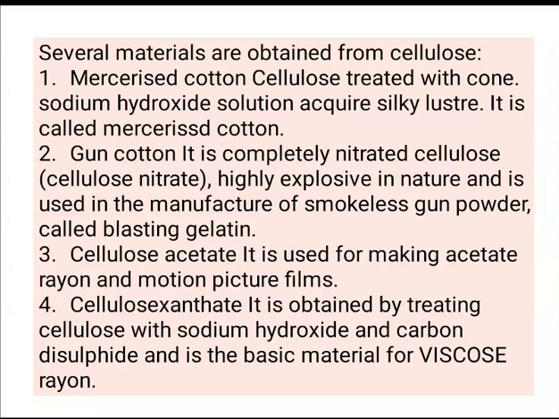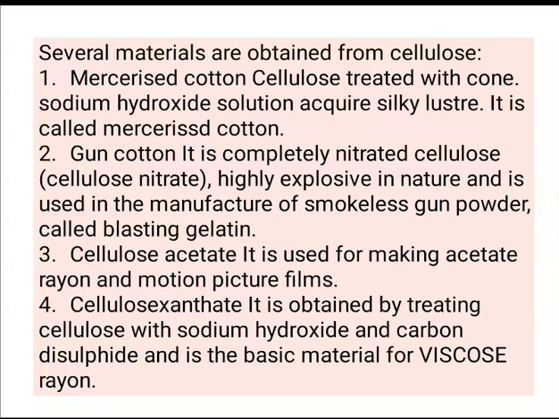Now several materials are obtained from cellulose. Number 1, mercerized cotton: cellulose treated with concentrated sodium hydroxide solution acquires silky luster. Number 2, gun cotton: it is completely nitrated cellulose, highly explosive in nature and is quite useful in the manufacturing of smokeless gunpowder called blasting gelatin.